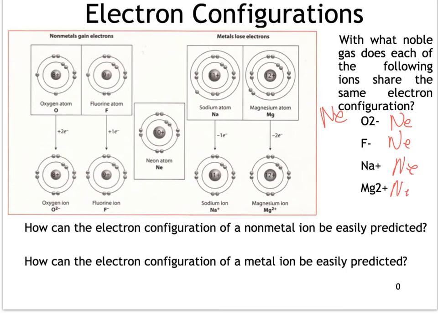How can the electron configuration of a nonmetal ion be easily predicted? Generally, just write down the noble gas configuration of the element to the right of that element. And if you were going to answer the question for a metal, it would be whichever noble gas is just to the left, but the note would be that it would be up a period and to the left.